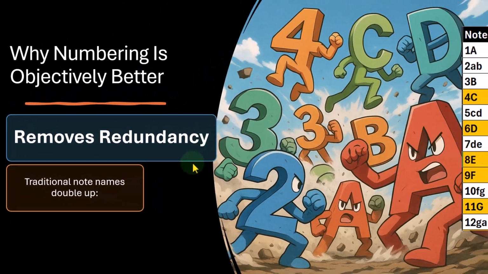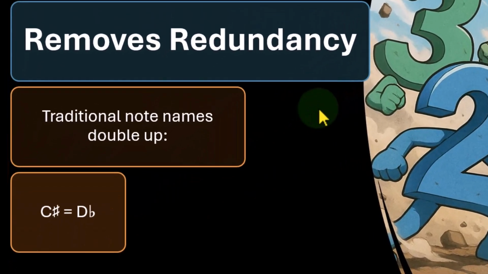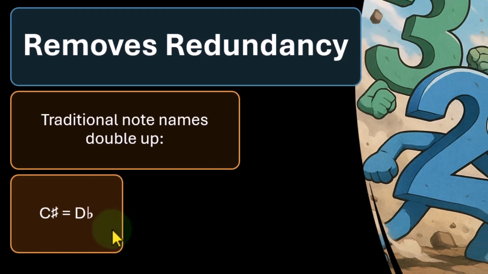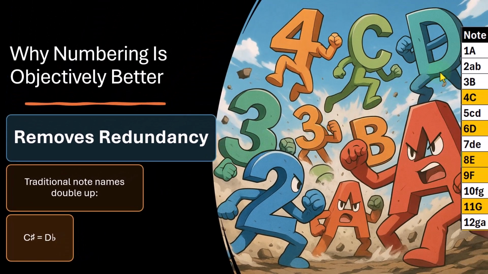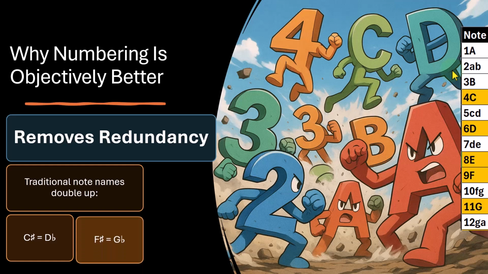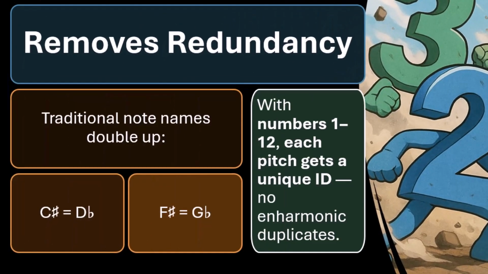So obviously, the traditional note names. Let's just go through this step by step. You've got sharps and flats. Again, you can argue some things, some different voicings, but I don't think there's anything that makes any sense if you were to build the system today, to have two names for multiple notes and a system that you can't count up and backwards very easily. So with numbers 1 to 12, each pitch gets a unique ID, no inharmonic duplicates.